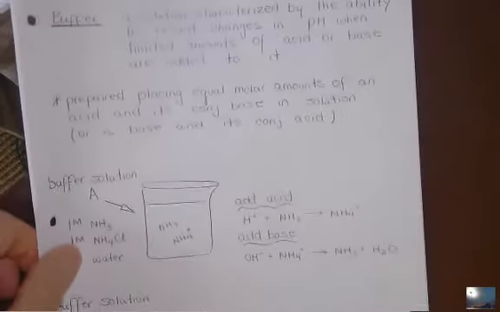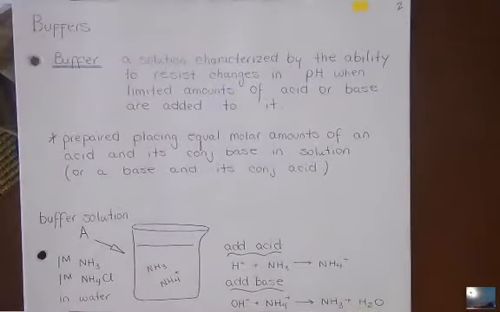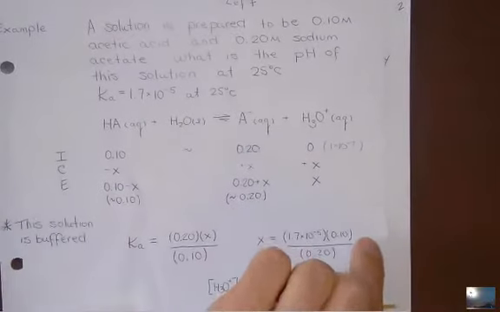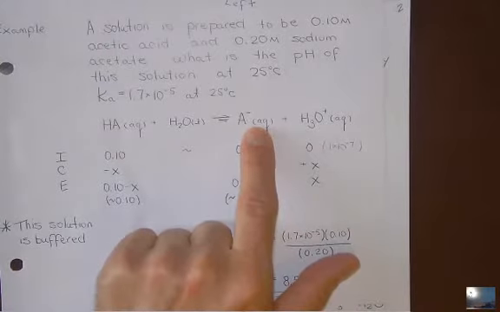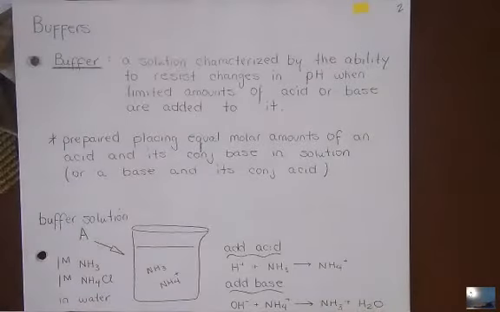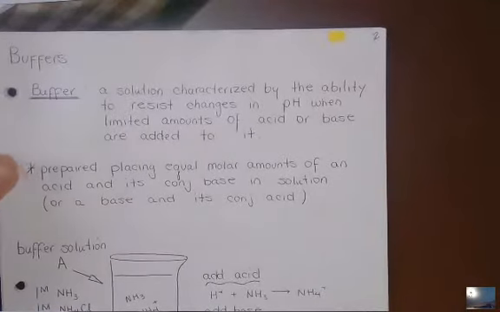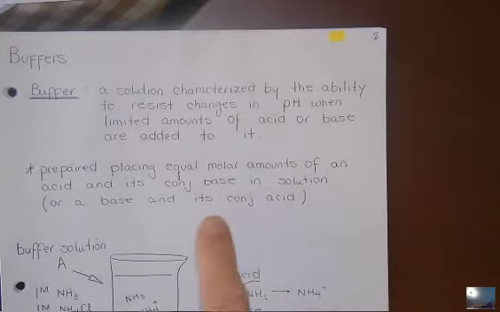Okay? So here are some more examples of buffers. This really was a buffer. We called it the common ion, but anytime you've got the acid and the conjugate base in large quantities in the same solution, the solution is buffered. The definition of a buffer: a buffer is a solution characterized by the ability to resist changes in pH when limited amounts of acid or base are added to it. It's prepared by placing equal molar amounts of an acid and its conjugate base in solution, or a base and its conjugate acid.